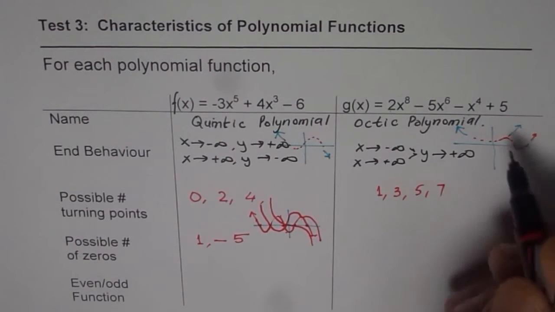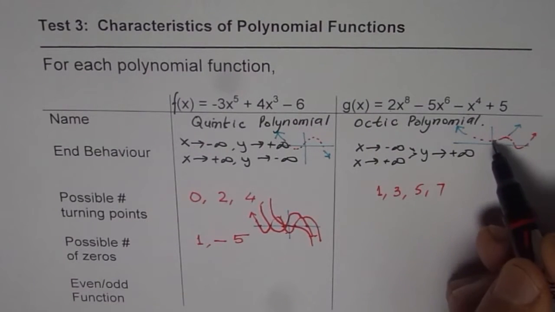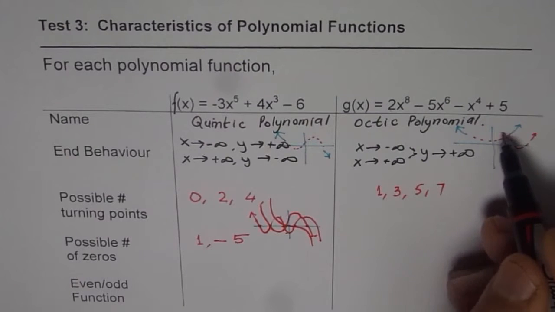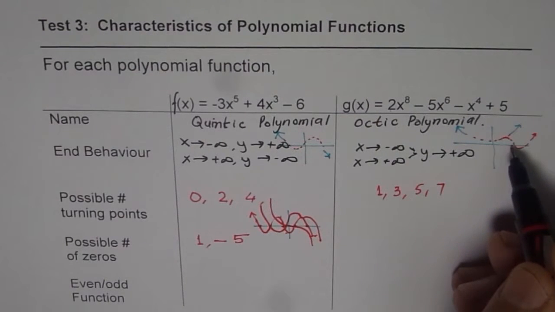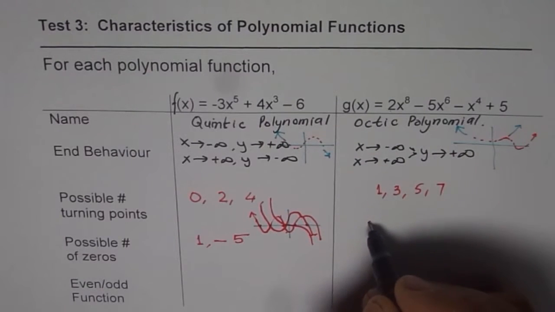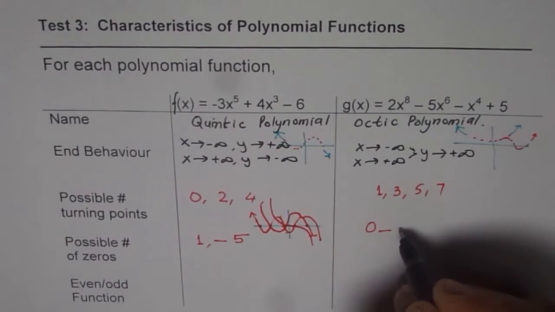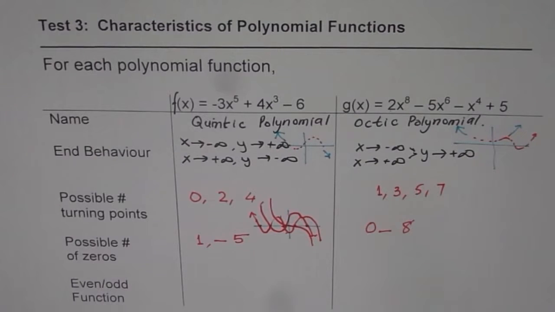In this particular case, as you can see, the whole function may just go from quadrant 2 to 1 without even crossing the x-axis, right? So the possible number of zeros are from 0 to 8. Okay, so that is the possible number of zeros.